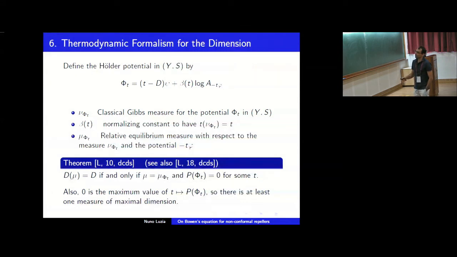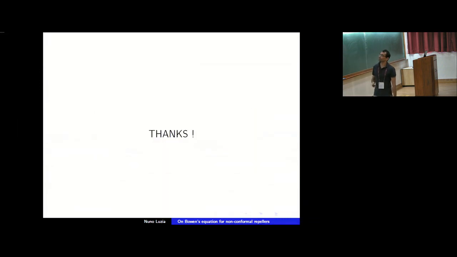This is the classical pressure function on the space Y, okay, for some t, okay. So in that sense, it's a generalization of the classical Bowen's equation for the conformal case, okay. And also 0 is the maximum value of this function, so there is at least one measure of maximal dimension. But now the main difference with respect to the conformal case is that there might be several solutions of this equation here, okay? Which means that there might be several measures of maximal dimension. Okay, thank you very much.